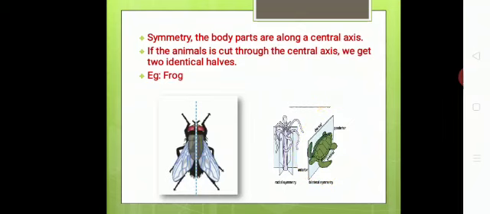So radial symmetry means in any direction through the central axis, if you cut, you will get identical halves. Bilateral symmetry means if you get two equal halves when you cut through the central axis, then we call it bilateral symmetry. Is it clear, children? Now next we are going to germ layers.